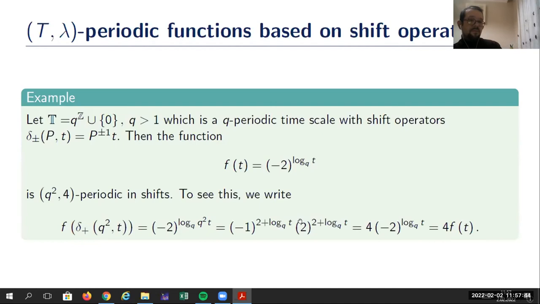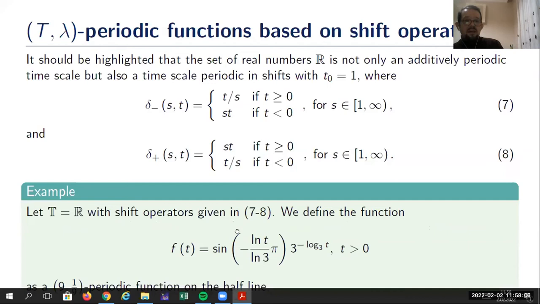An example here, minus 2 to logarithm of QT. This is Q square for periodic shifts. And here is the very simple algebra, which indicates our function is belonging to that class. All right, also another function is given on the set of real line, but specific shift operators are used.